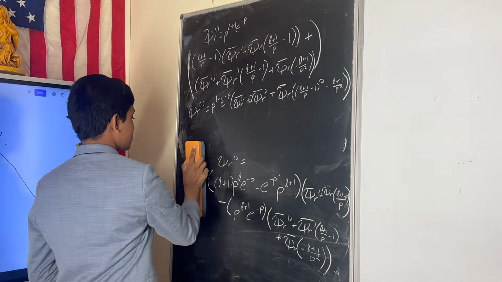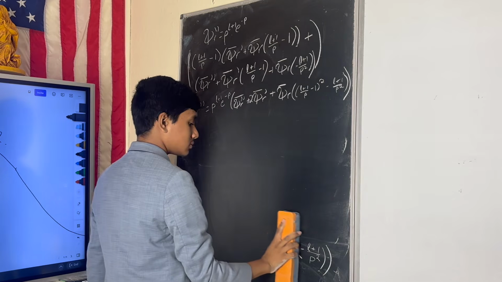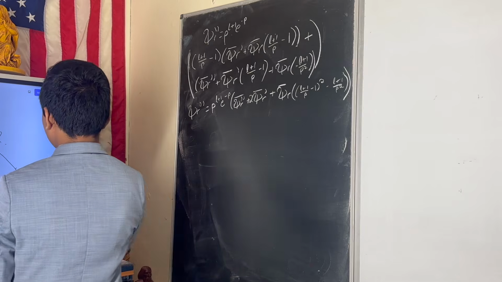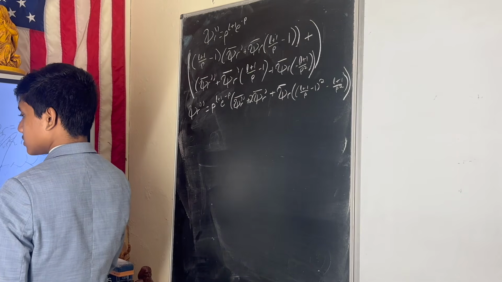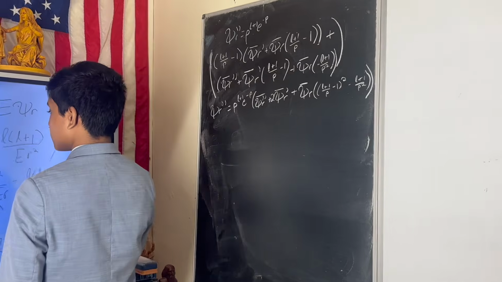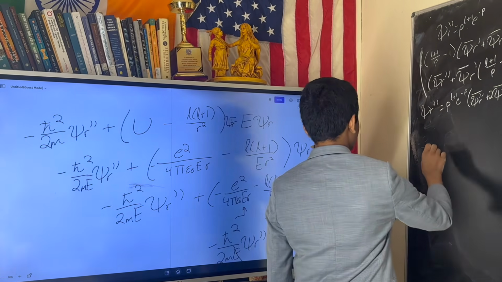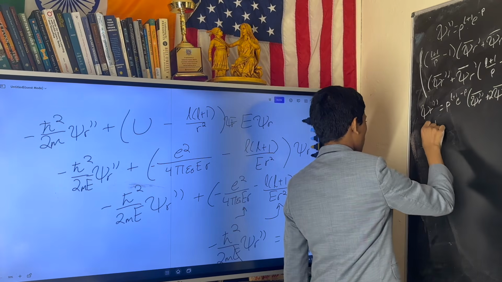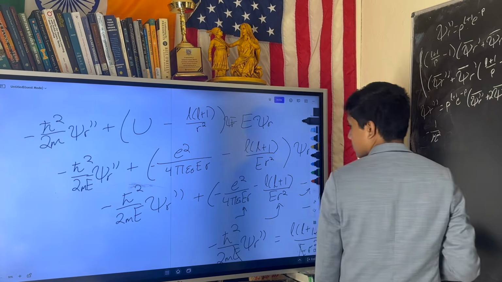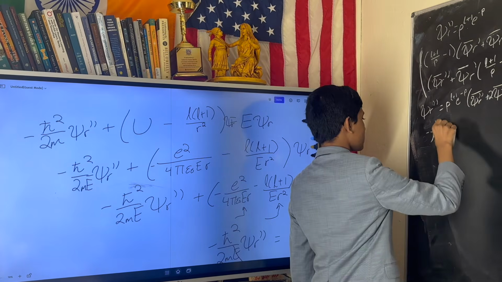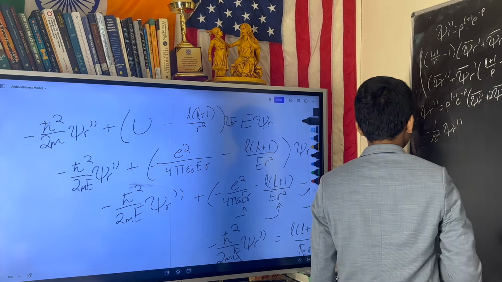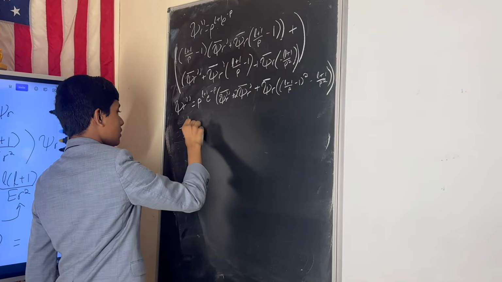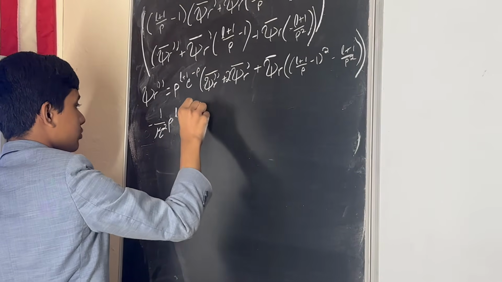So now, what we're going to do is we're going to plug this back into the original spherical equation, where we had minus, I think, 1 over kappa squared psi r double prime. This is the thing that we're going to replace with this. Trust the process.